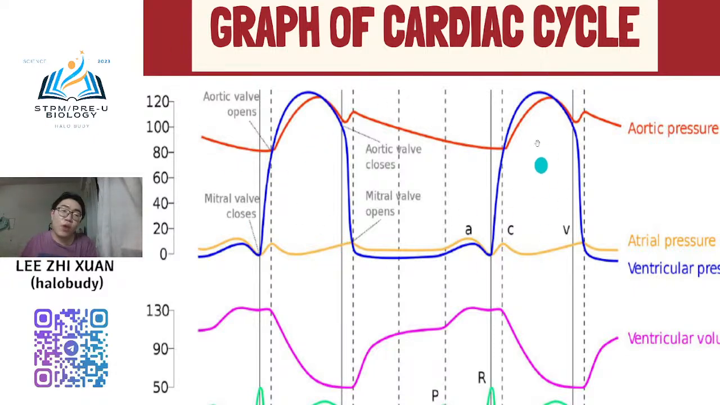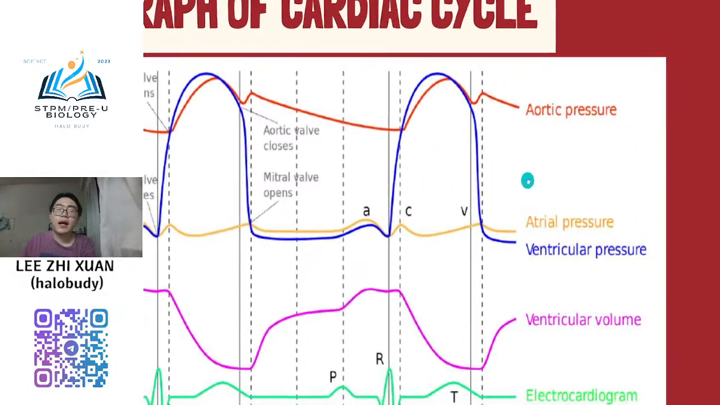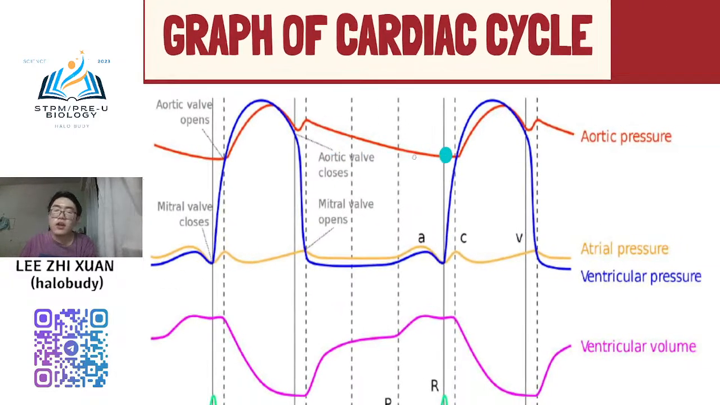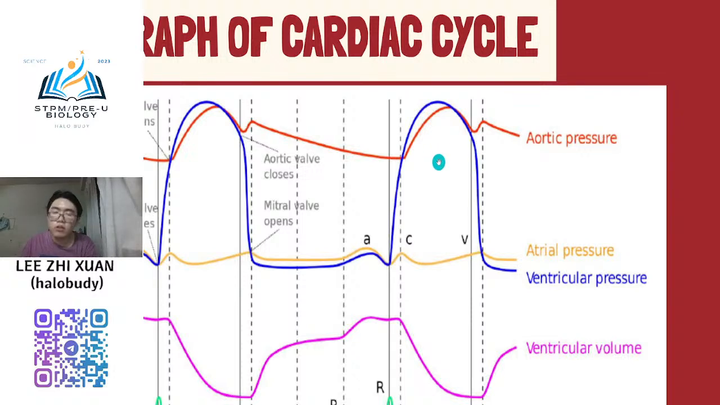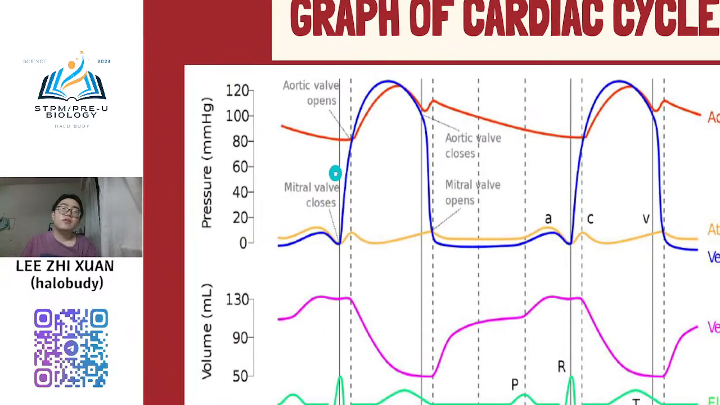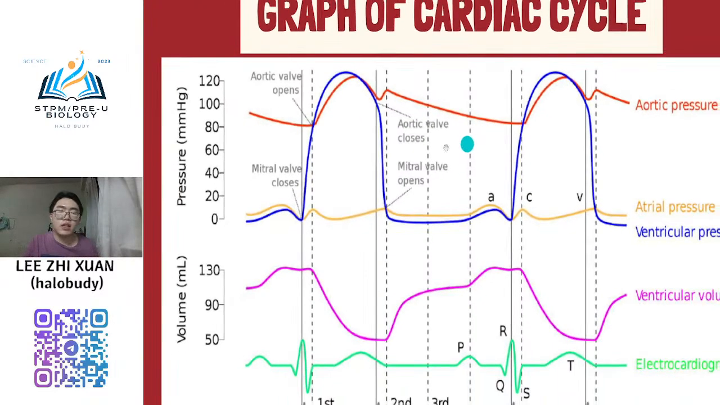This graph is very important too, because it is related to the cardiac cycle. In examination, normally they will ask you, what is this, what is this, what is this. They will point, so you need to know what this line represents. There are a total of 4 lines that you need to know.